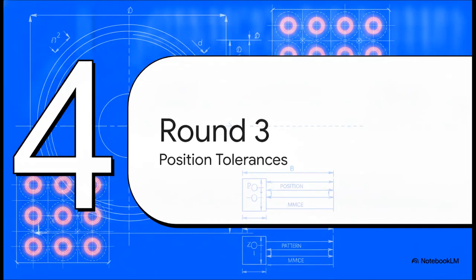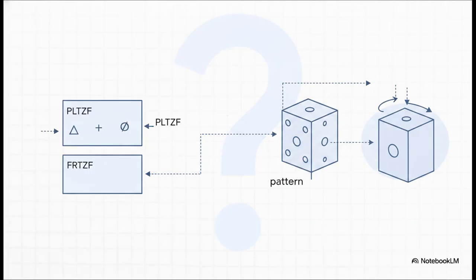Section 4, Round 3, Position Tolerances. All right, here is a rigorous scenario testing one of the most intimidating tools in all of GD&T, composite positional tolerancing. Picture a composite feature control frame in your mind. If datum features are not specified in the lower segment, which is the Feature Relating Tolerance Zone Framework, or FRTZF, what is that FRTZF free to do relative to the upper segment, the Pattern Locating Tolerance Zone Framework, or PLTZF?